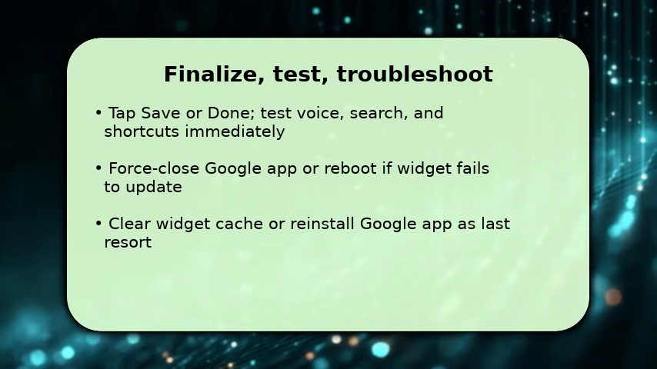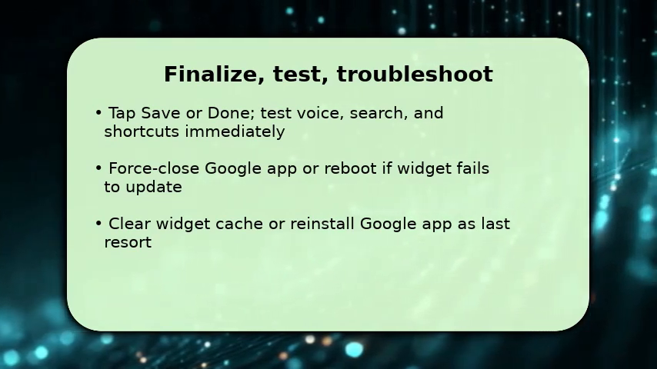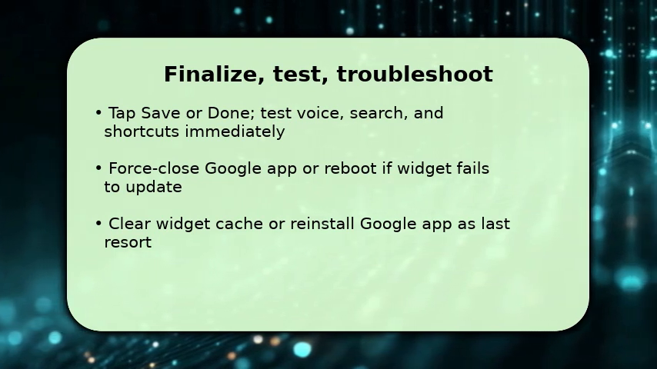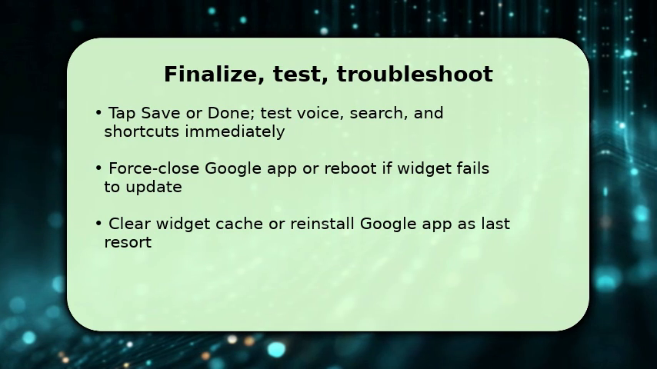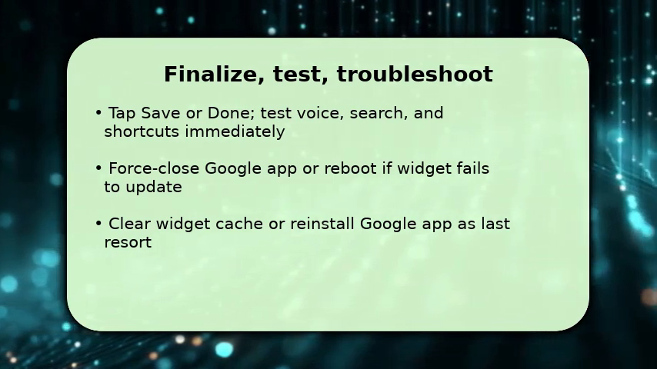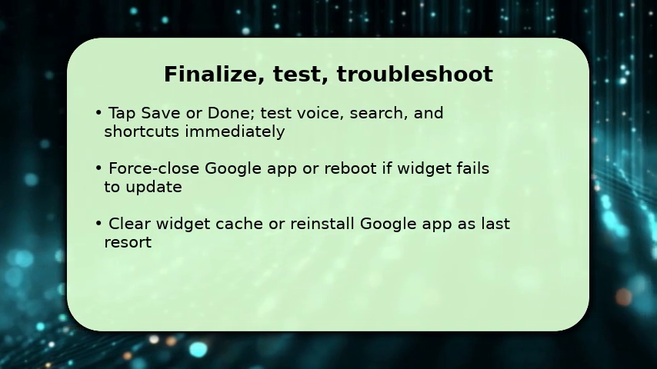Say OK Google, run a quick search, and open every shortcut to verify behavior. If the widget doesn't reflect changes, force close the Google app and reopen. Once done, check account sync and permissions. Make sure the app has permission for microphone and background data.